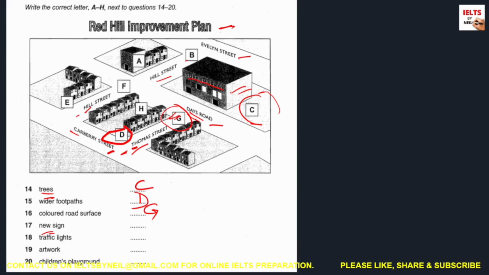A keep clear sign will be erected at the junction of Evelyn Street and Hill Street.